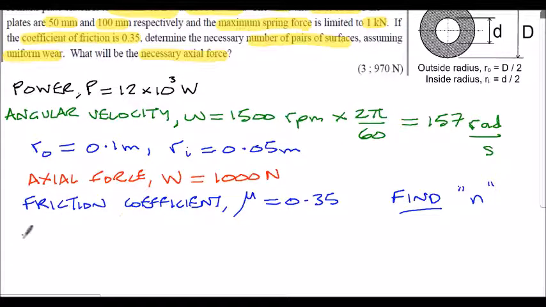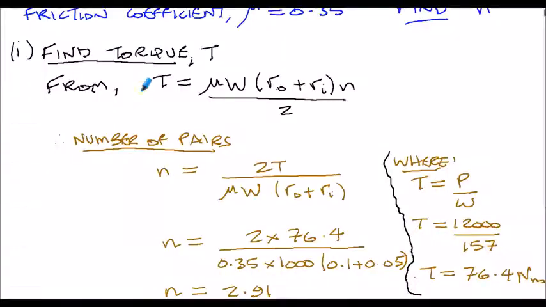Okay, so step one, we're going to find the torque. So from the torque equation for the constant wear situation, we just transpose the equation for T. So multiplying both sides by 2 and dividing throughout by the mu W and the bracket shown here on the top line, we find the equation for the number of pairs of friction surfaces, little n, is equal to 2T divided by mu W multiplied by the bracket of r naught plus ri.